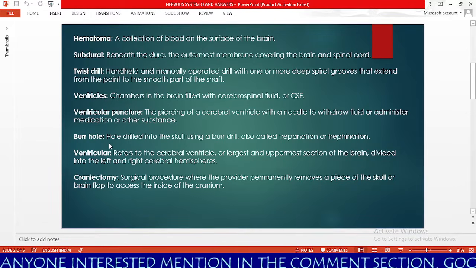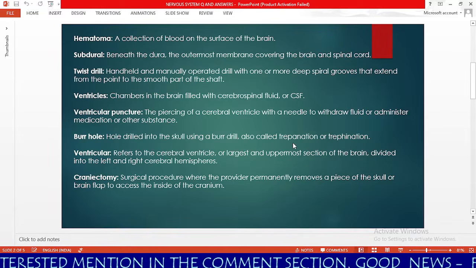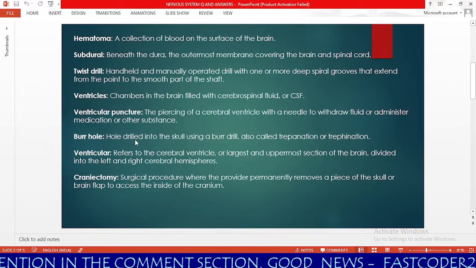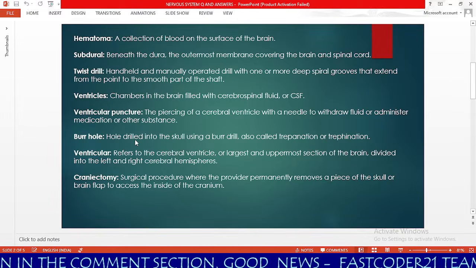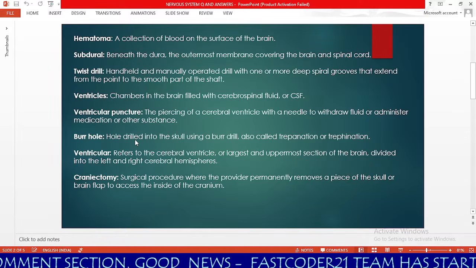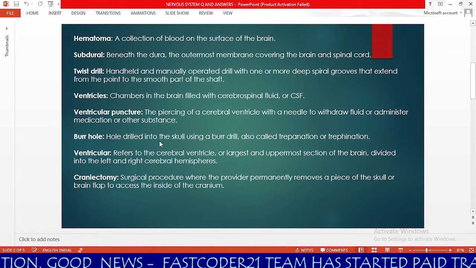The next one is burr hole. It is a hole drilled into the skull using a burr drill, also called trepanation or trephination. Based on the scenario and the surgery, the physician will create a hole in the skull. In order to create that hole, the physician will use a burr hole drill.